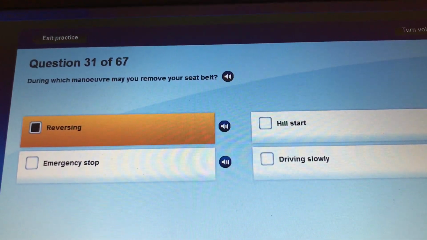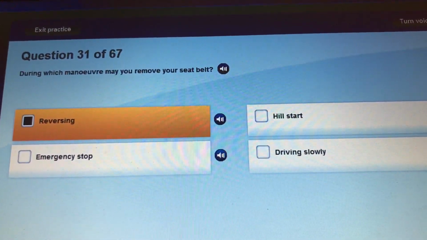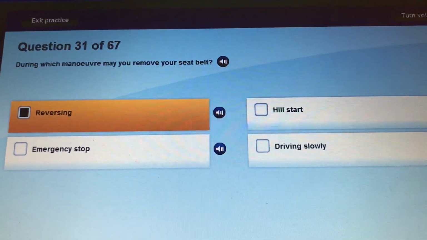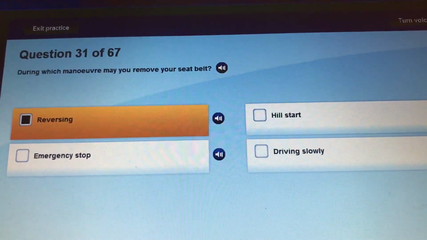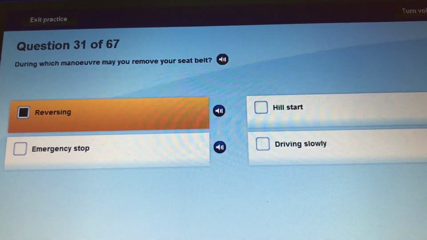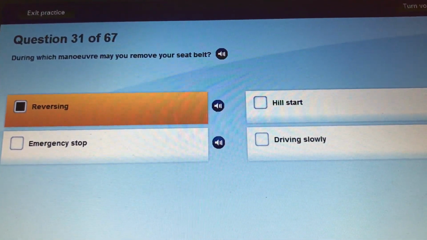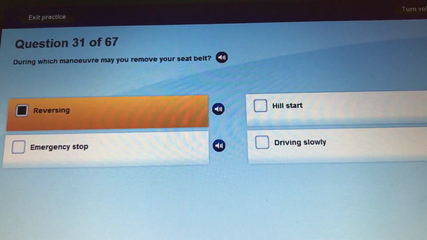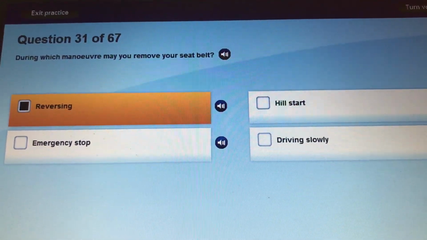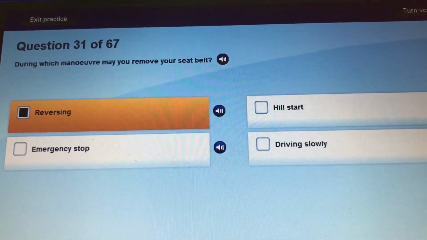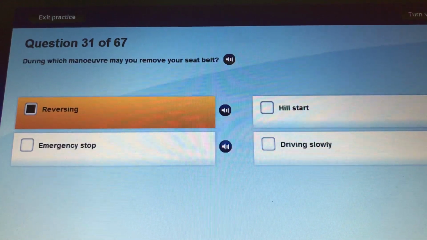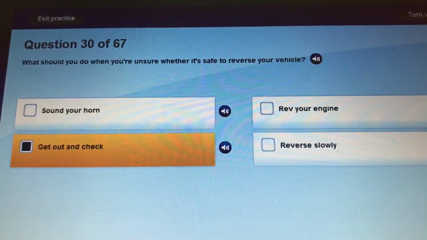During which maneuver may you remove your seat belt? Reversing. Some students don't know how to reverse. Best thing, pay your fee to your driving instructor, book a lesson and ask them to teach you how to reverse. Reversing maneuver, drivers are allowed to remove their seat belt.